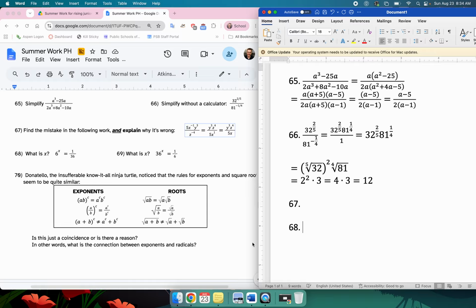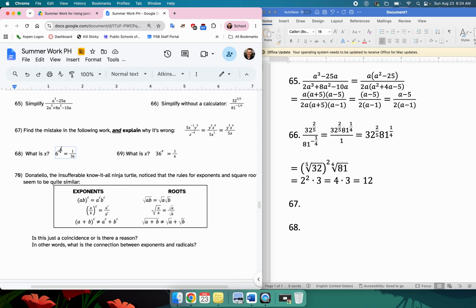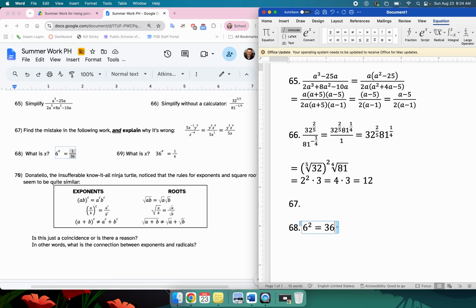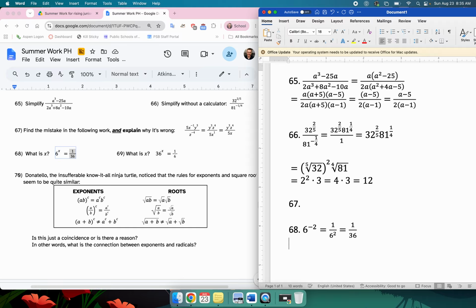68. What is x? This is sort of just asking what power of 6 would give you 1 over 36. Well, if you did 6 squared, that would give you 36. We don't want 36, we want 1 over 36. So I think it's negative 2, because then 6 to the negative 2 is 1 over 6 to the positive 2, which is 1 over 36.